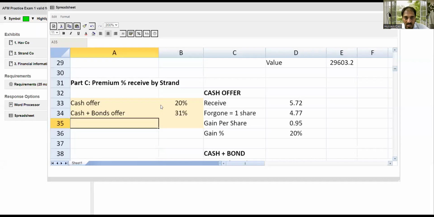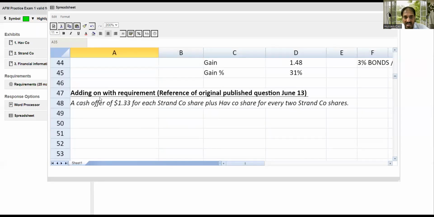So I'm going to discuss this part as well. I've attached the requirement here. Adding on with requirement reference of original published question June 30 or specimen 18. And this is the requirement. Cash offer of $1.33 for each Strand company share plus half company share for every two Strand company shares.